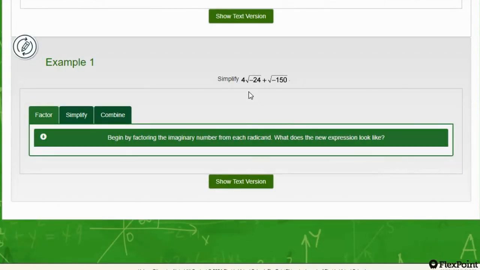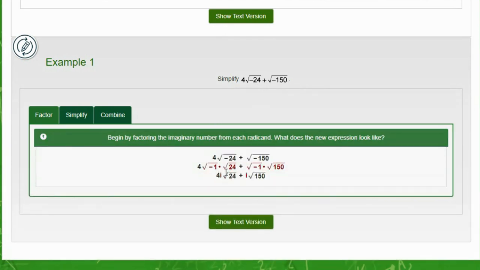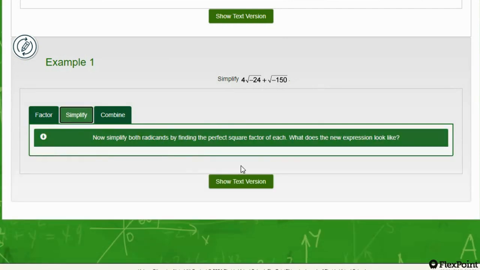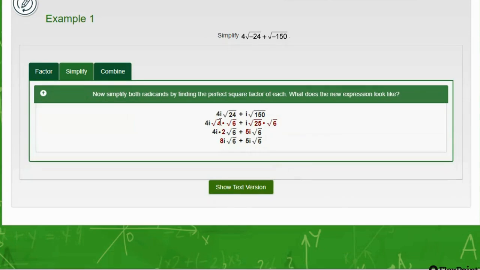So here's an example where they have 4 square roots of -24 plus the square root of -150. So first thing you do is take the imaginary number out. -1 times 24, -1 times 150. Okay. Then you simplify from there. The square root of 24 simplifies to 4 times 6. And the square root of 4 is 2. So now you've got the 4i that's out front times 2. So you got 8i.